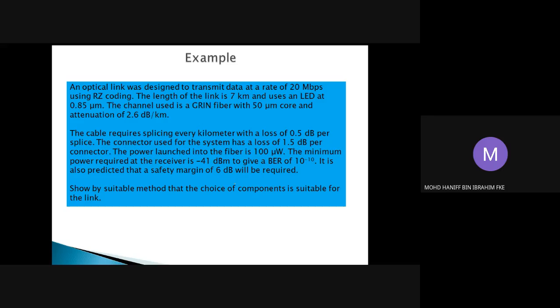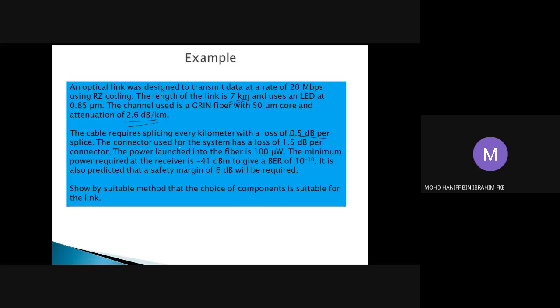without any problems. Okay, so from the given information, the length is 7 kilometers. The attenuation is 2.6 dB per kilometer. The splicing loss is 0.5 dB per splice, and the cable requires a splice every kilometer, so every kilometer will need one splice, and every splice will incur 0.5 dB loss.